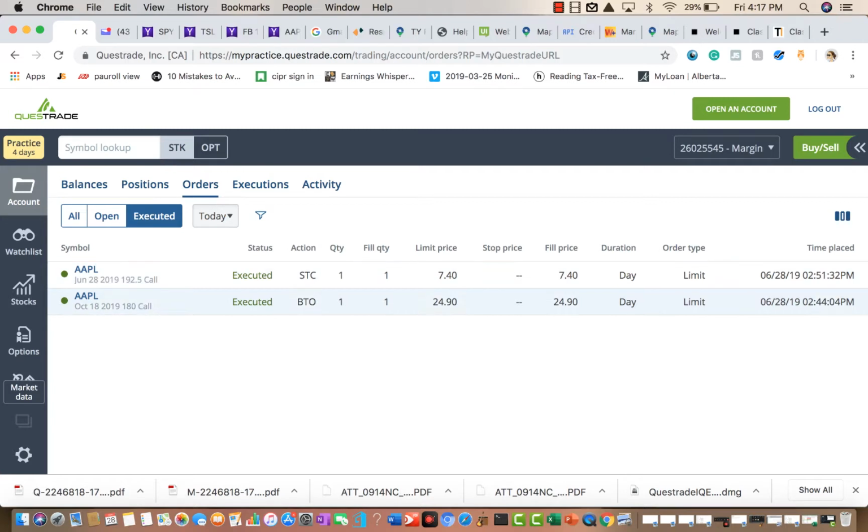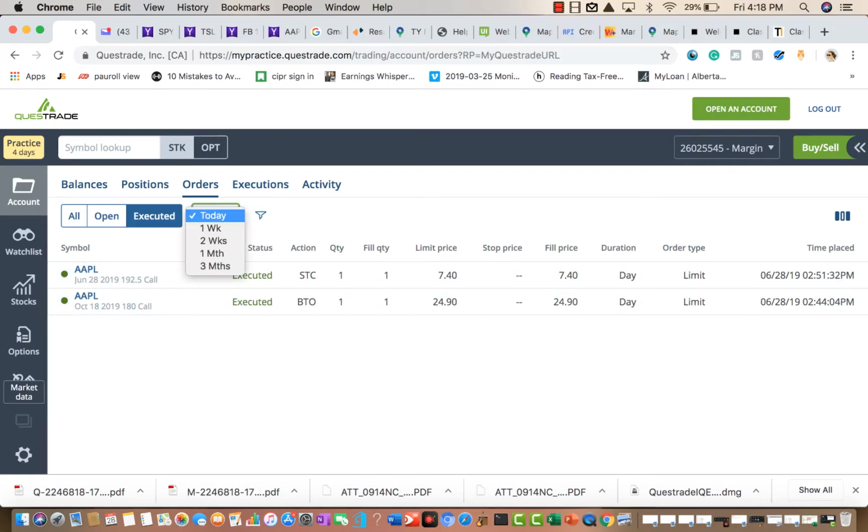In this case, you want to sell this option contract for this price, for 740. All right. And again, the duration, I put day limit, as I wanted this order to just be good till the end of today. Okay, so right now, these are just the orders that have been executed today.